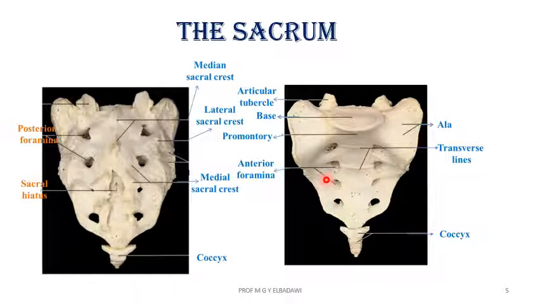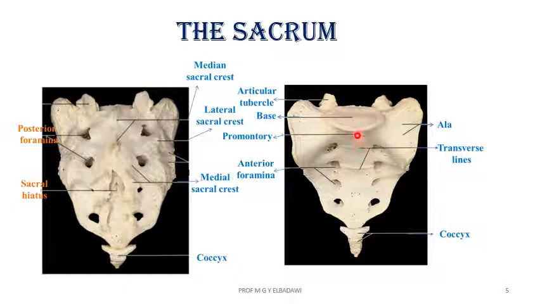That is the sacrum, which completes the bony pelvis posteriorly with articulation of the two hip bones on each side. When we look at the sacrum from the front, we can identify the promontory, the ala, and the upper part, which we should call the base, for articulation with the fifth lumbar vertebra, and the two articular tubercles, which articulate again with the fifth lumbar. This is a secondary cartilaginous joint. These two joints are synovial joints.